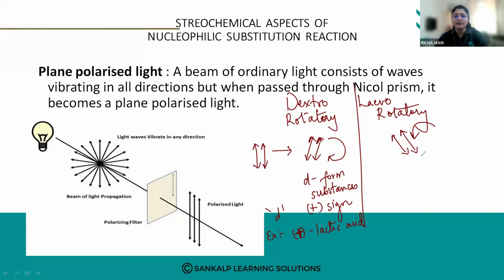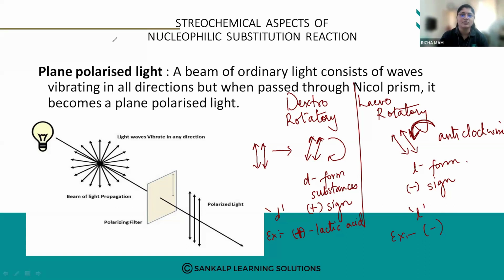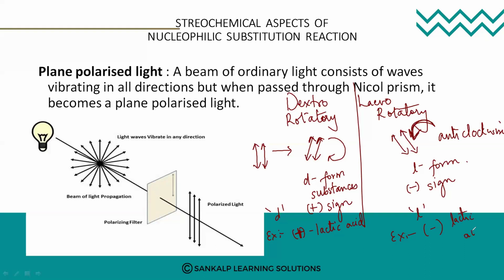Now levorotatory: the compounds which rotate the plane polarized light towards the left side, or anti-clockwise, are called levorotatory, or the L form. These are indicated by a minus sign, and L is written in front of their name. For example, minus lactic acid.